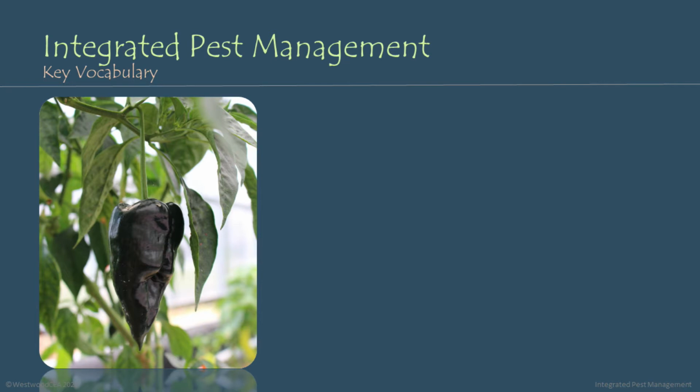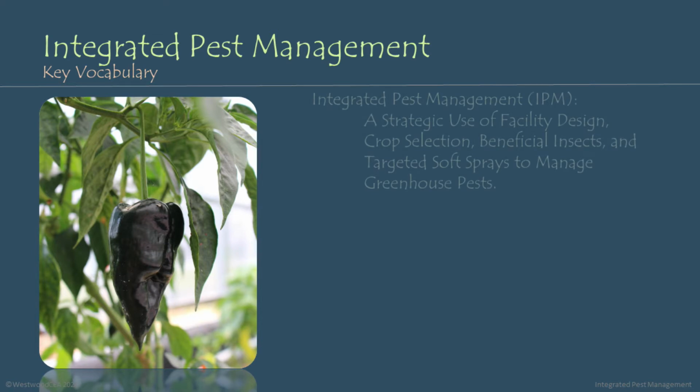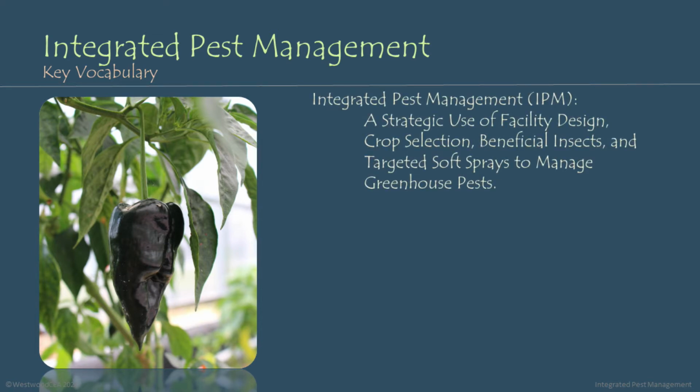So a good place to start would be to define Integrated Pest Management, or IPM. Integrated Pest Management is a strategic use of facility design, crop selection, beneficial insect release and management, and targeted soft sprays to manage greenhouse pests. Integrated pest management plans can be incredibly broad-reaching and have a lot of different facets or moving parts.